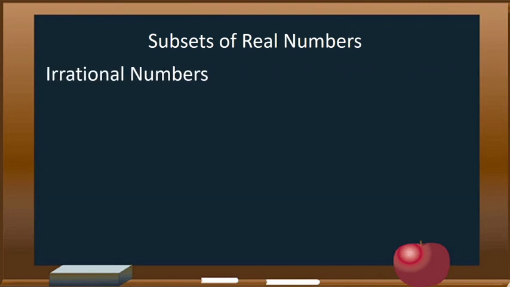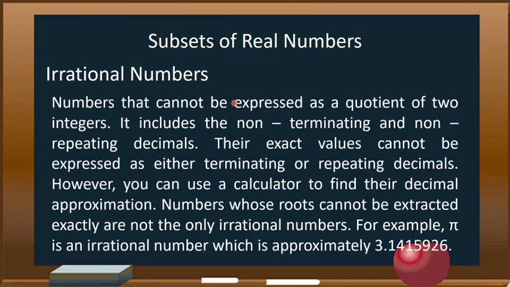The next one is irrational numbers. So what are these irrational numbers? Numbers that cannot be expressed as a quotient of two integers. It includes the non-terminating and non-repeating decimals. Their exact values cannot be expressed as either terminating or repeating decimals. However, you can use a calculator to find their decimal approximation.